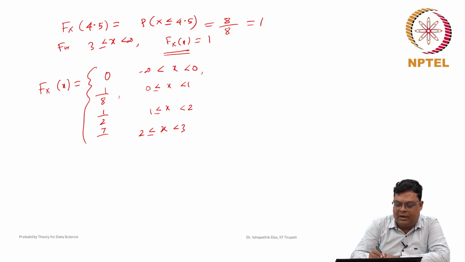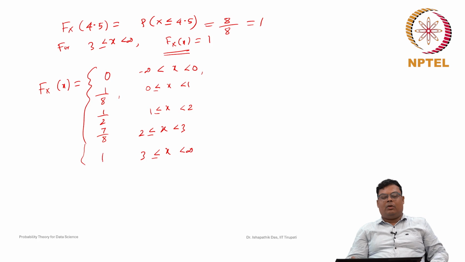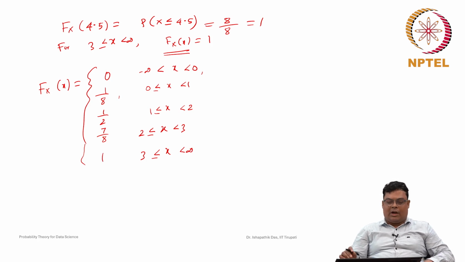So this is nothing but 7 by 8. Whenever x is greater than 3 and less than infinity, this value is equal to 1. So then we found the cumulative distribution function associated with this random variable.